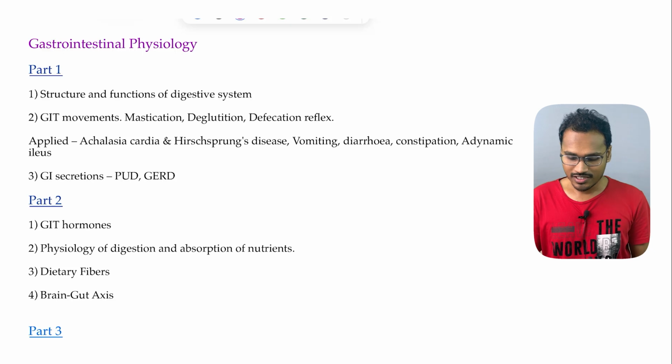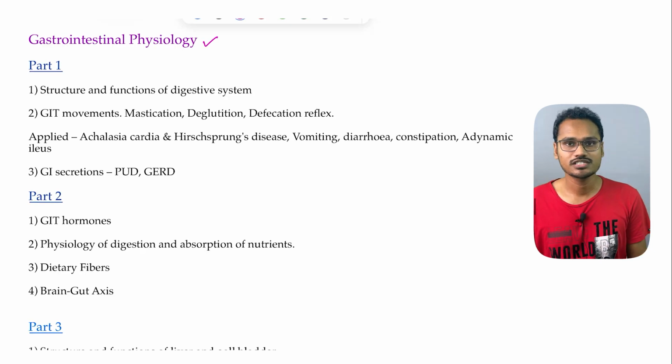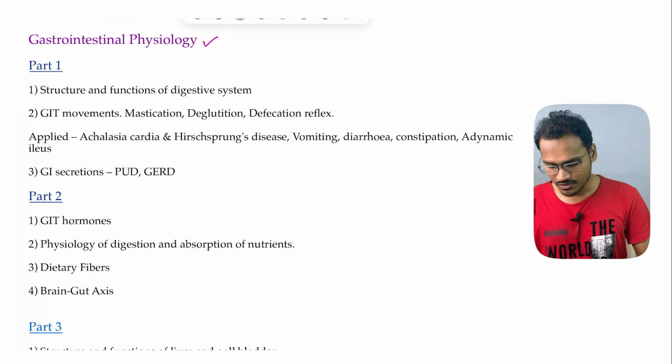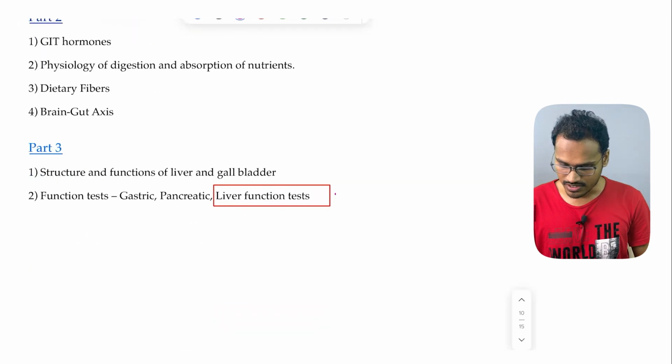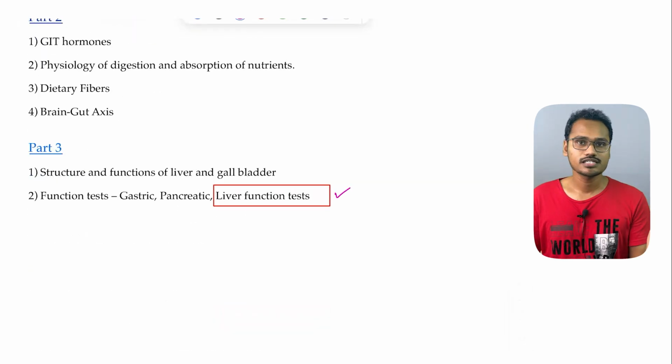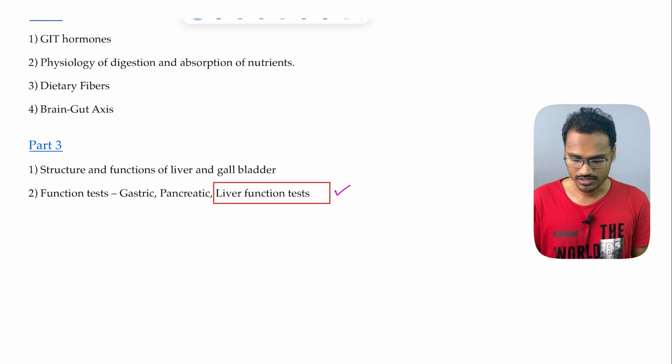So we are continuing with the gastrointestinal physiology. This is the last video in the gastrointestinal physiology segment. In this video we are going to discuss the liver function test. In the previous video we discussed gastric and pancreatic function tests. In this video we are going to check the liver function test.